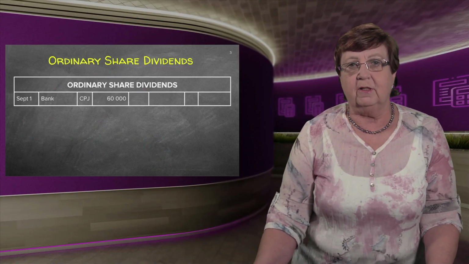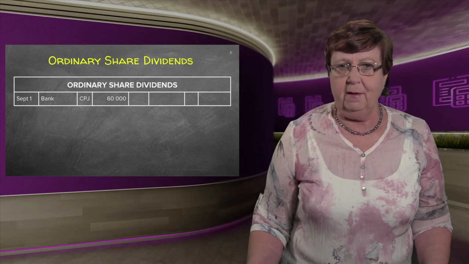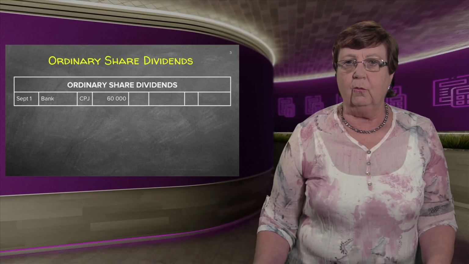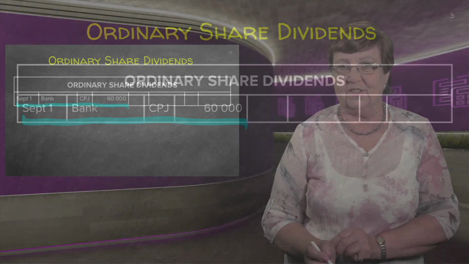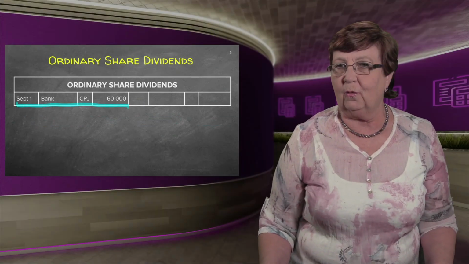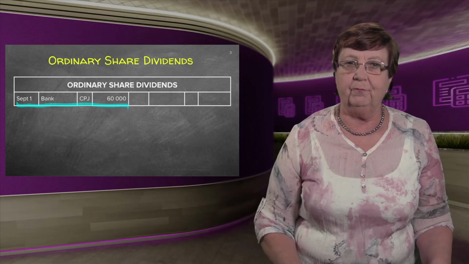Let's have a look and see what that looks like in the general ledger. And so we've got this ordinary share dividends account. We have credited the bank. So I haven't shown the CPJ, my apologies. And we are going to debit our ordinary share dividends account. So that's quite a simple transaction.